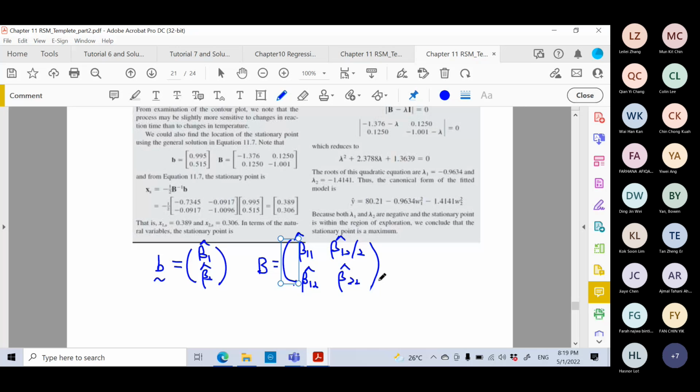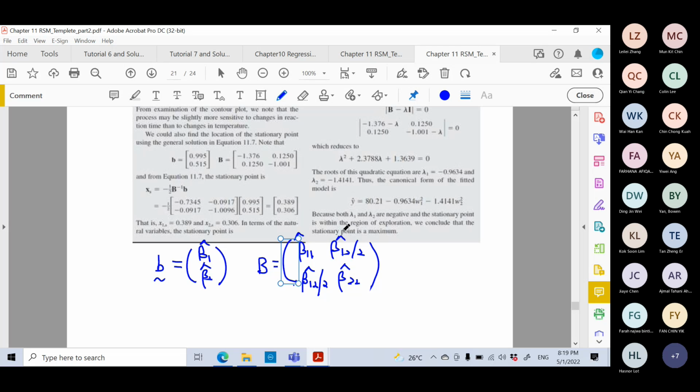This one is a B, capital B you have. B11 is given by here. The B22 will be given by here. And then here is B12; the B12 hat is this one, and the B12 hat is this one.